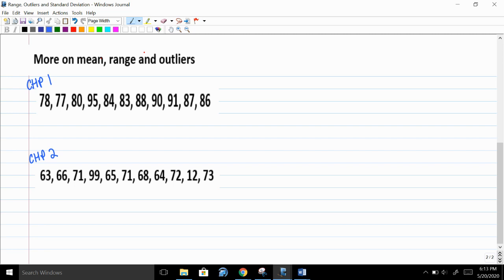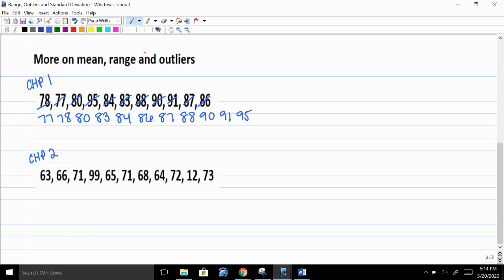So if I'm looking at this first set, I have a 77, a 78. I'm just going to start arranging these in order. Looks like the next one's an 80. All right, then I got an 83, 84, 86, 87, 88. And then I got a 90, a 91, and a 95.